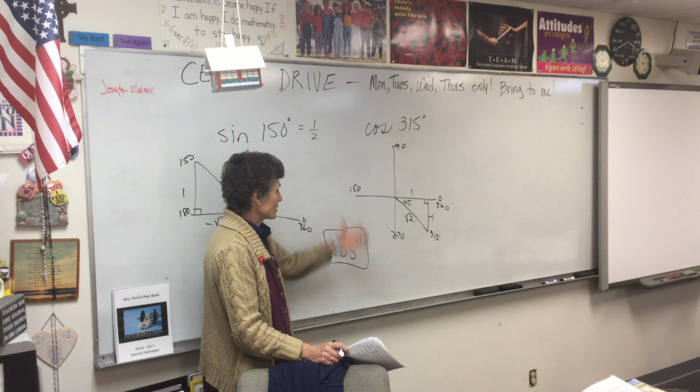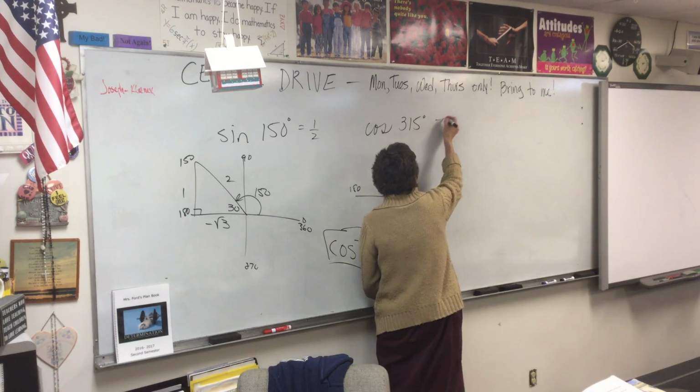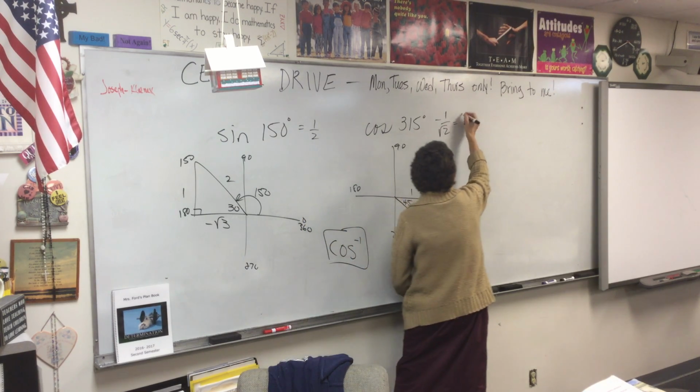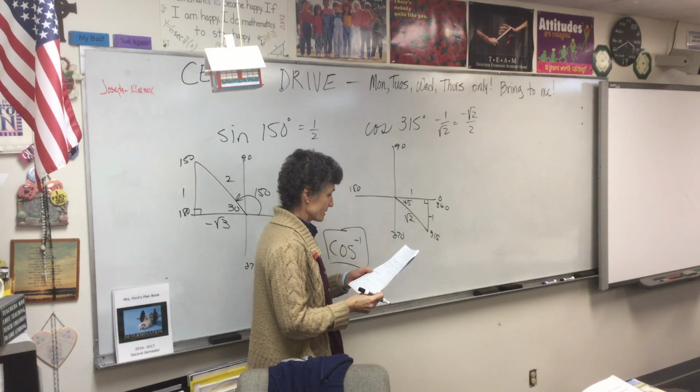All right, I haven't answered this question yet. What's cosine? 1 root 2 over 2. Yep, it's -1 over root 2, which is negative root 2 over 2 when you rationalize it.